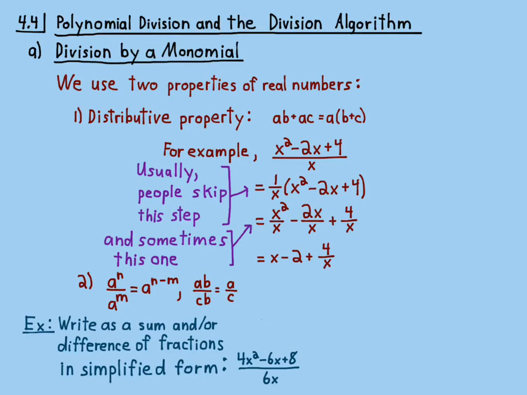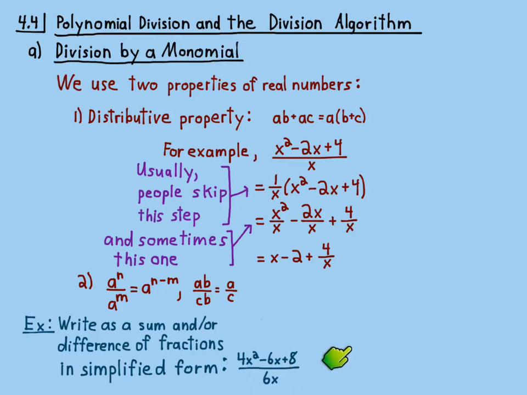Write as a sum or difference of fractions in simplified form. So the simplified is doing the canceling at the end, the canceling of the denominators like here and here. And you're just supposed to divide each term by 6x. That's what it means. Write as a sum or difference of fractions like this. Now that doesn't look like a fraction, but they don't really want you to write that over 1 and that over 1. They're including these as fractions. So you want to simplify it.